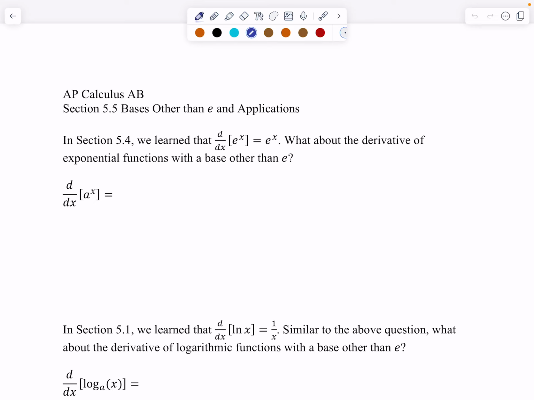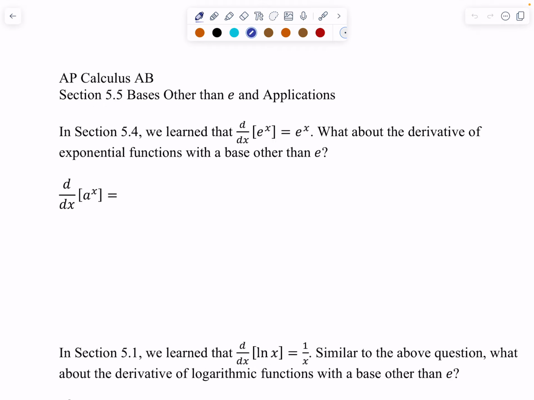Hi, you guys. So this lesson is on section 5.5, where we are going to find the derivatives of exponential functions that don't have a base of e, and then also log functions that don't have a base of e, right? Because in section 5.1, we saw that the derivative of natural log of x is 1 over x, and in section 5.4, we saw that the derivative of e to the x is e to the x.